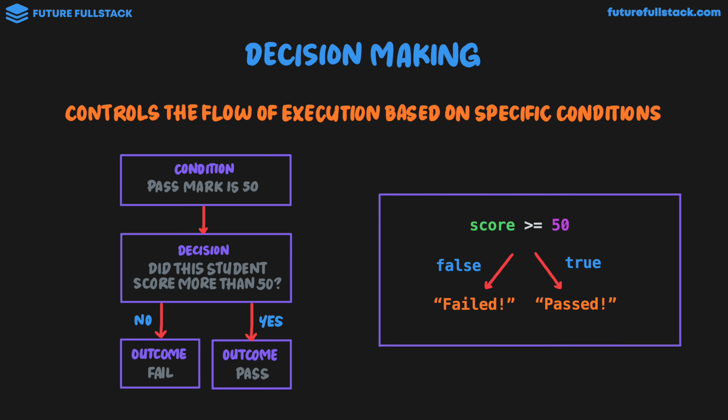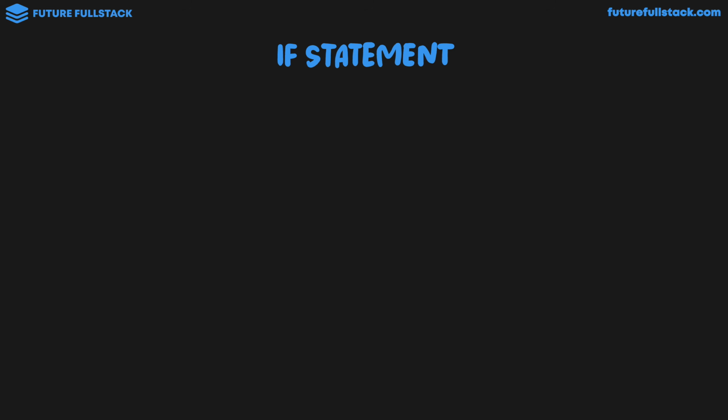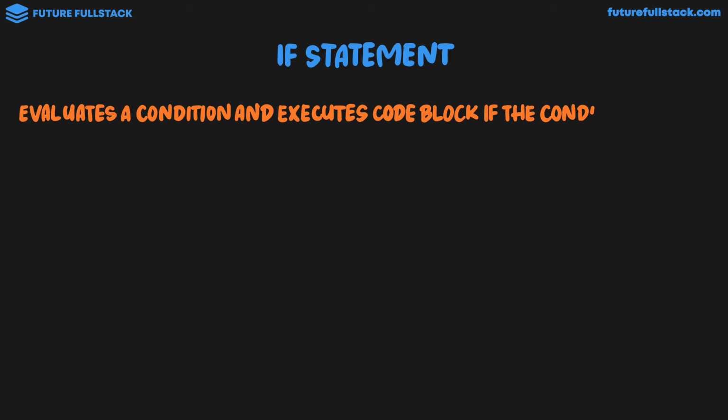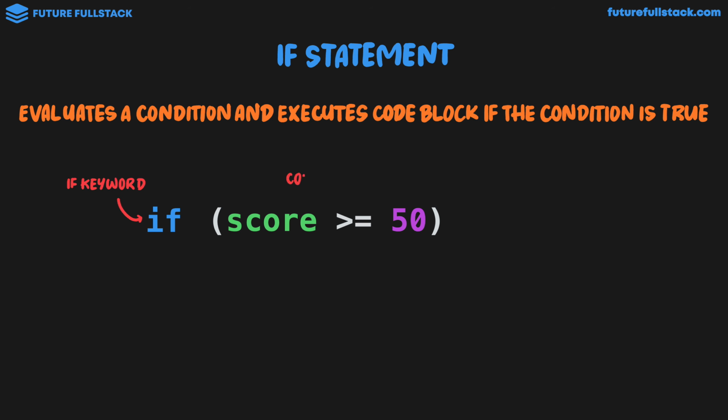So how do we actually code this up in JavaScript? We do this using the if statement. The if statement evaluates a condition and executes a code block if the condition is true. We use the if JavaScript keyword. We then have a set of parentheses which contains a condition. And this is the condition being tested.